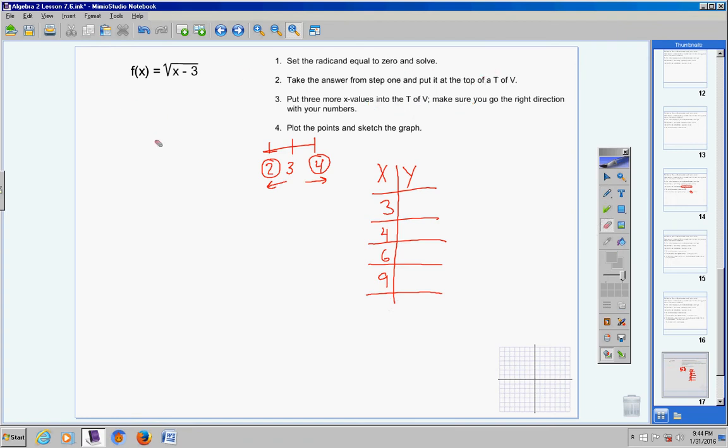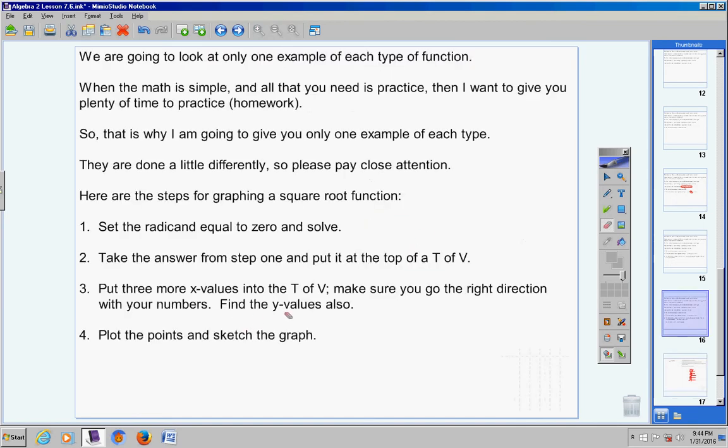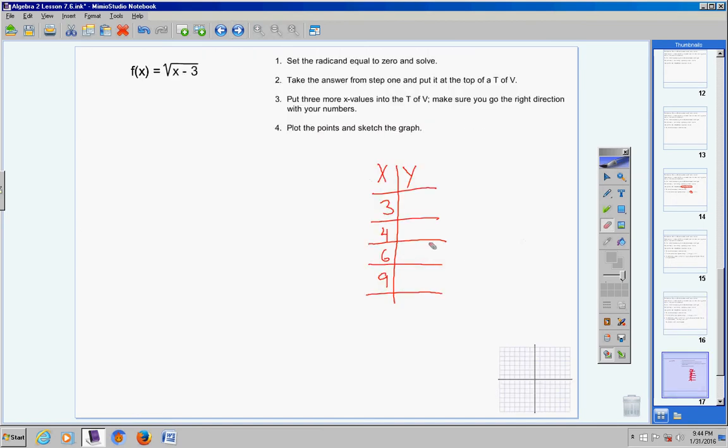So we've done everything except the last part of step 3, which says find the y values also. So let's find the y values using a calculator. Alright, so here we go. I'm grabbing my calculator right now. And here we go. Put a 3 in. 3 minus 3 is 0. The square root of 0 is 0.